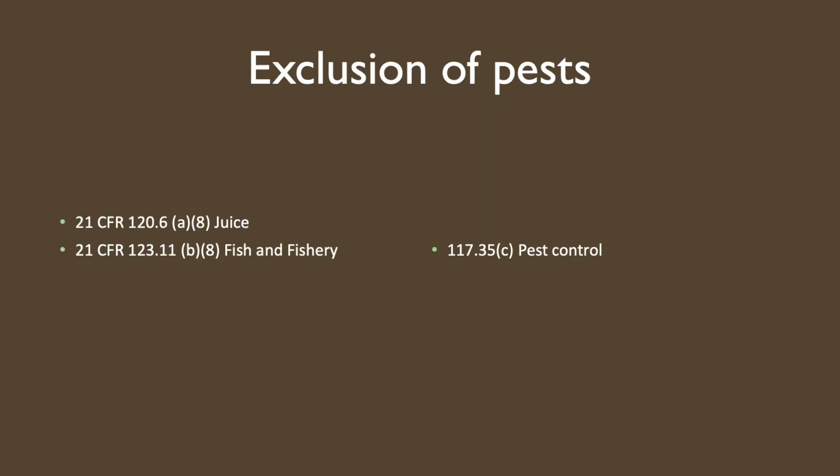Here you can see a side-by-side comparison. As I've been saying, exclusion of pests is required for juice processors. Exclusion of pests is required for fish and fishery product processors. However, Title 21, Part 120, and Title 21, Part 123 say that for exclusion of pests, you also have to be mindful that you're in compliance with 21 CFR 117. So I've outlined here the line item mentioned for the control of pests or exclusion of pests.